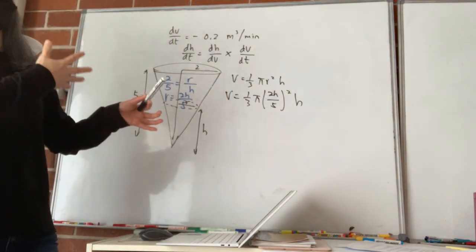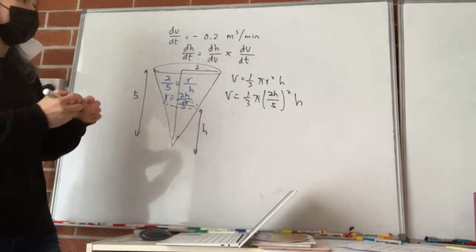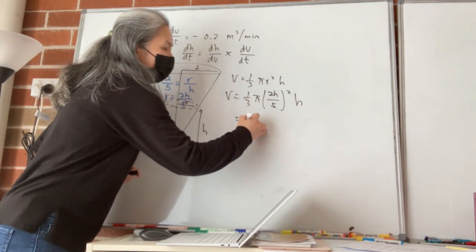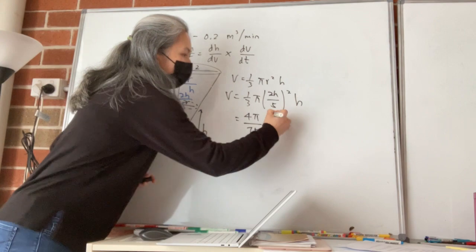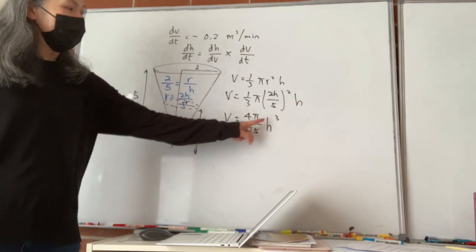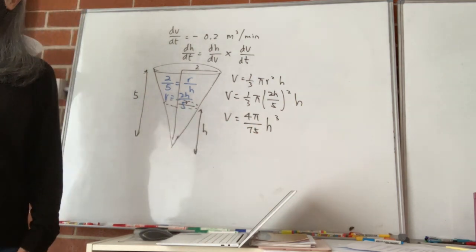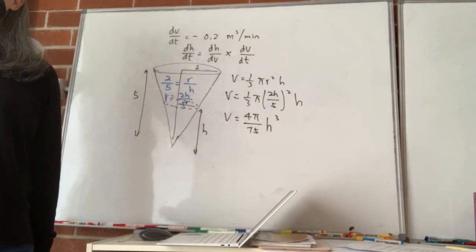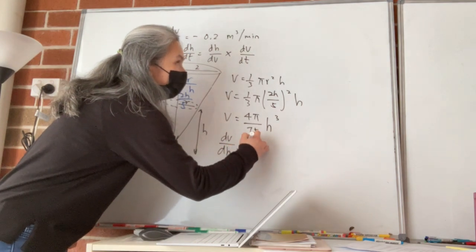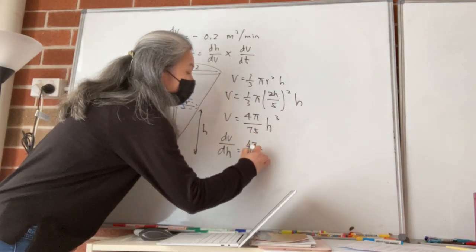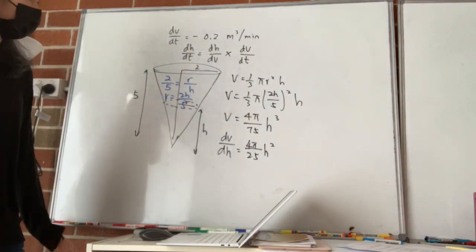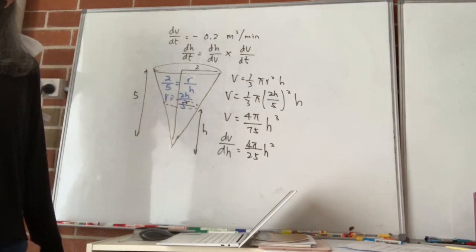And simplify the whole equation, expand, tidy up. So you are going to have 4 pi on 75 h cubed. This is your V. The reason I put it like this is because this is my constant. We're not going to change anything on it, just leave it alone. Differentiate h to the power of 3. And you are going to have dV/dh equal to 4 pi on 25 h squared. Okay, is that okay so far?